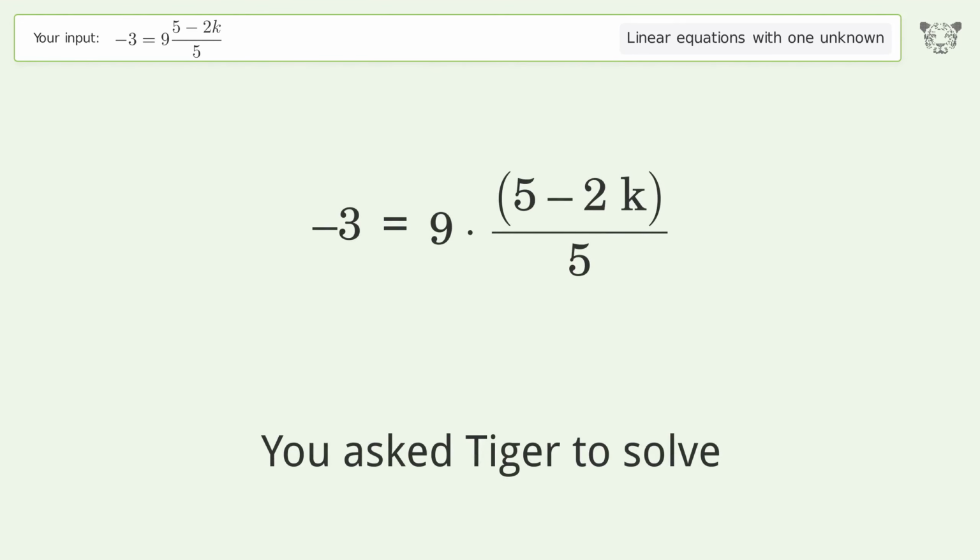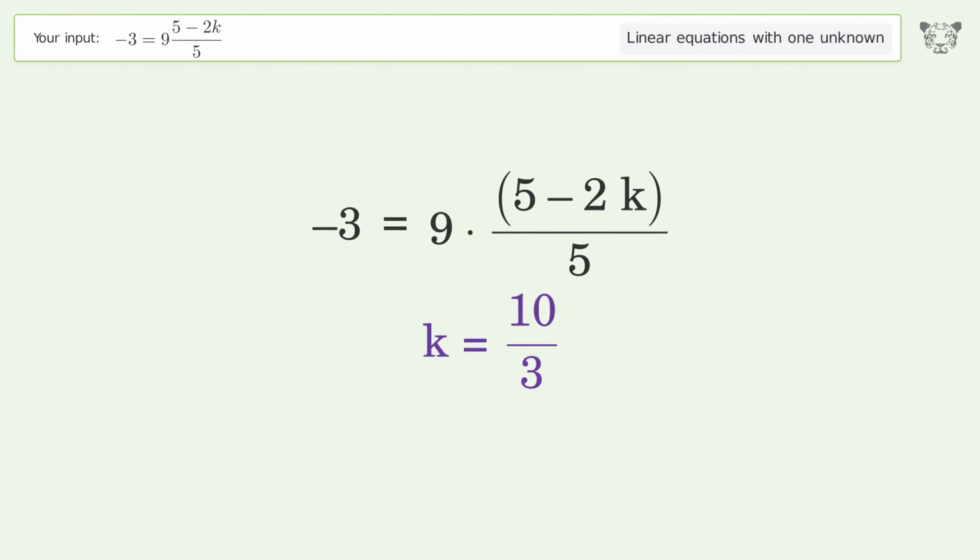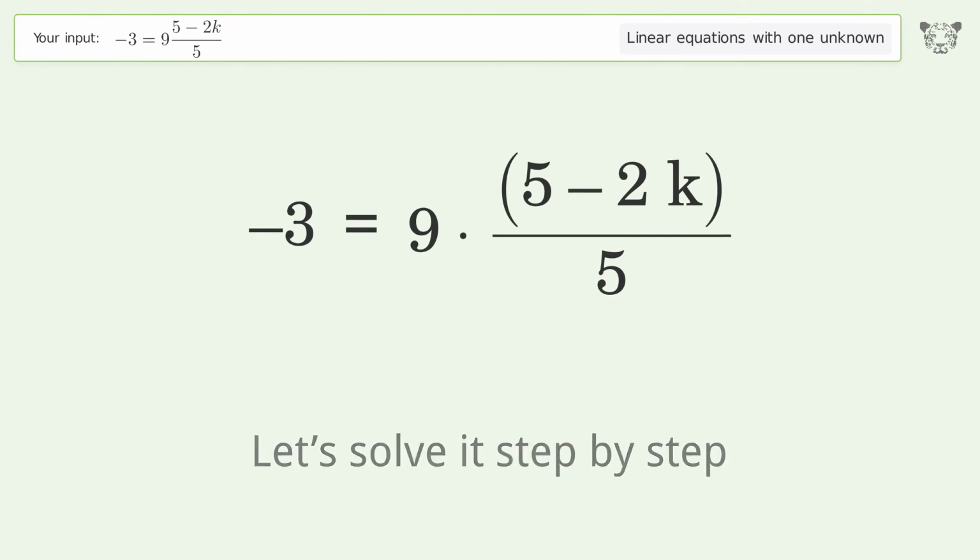You ask Tiger to solve. This deals with linear equations with one unknown. The final result is k equals 10 over 3. Let's solve it step by step.